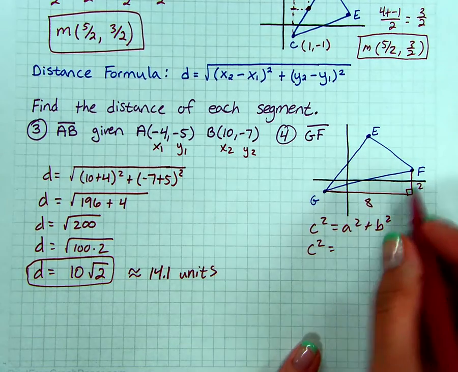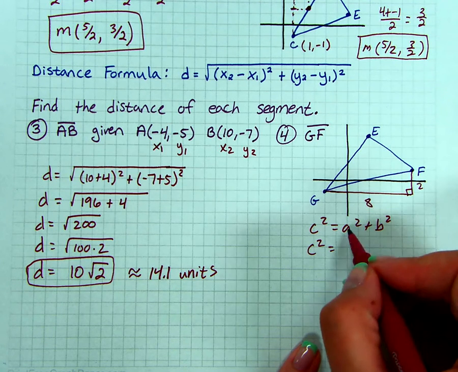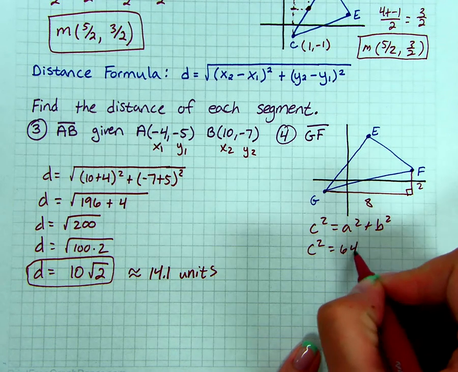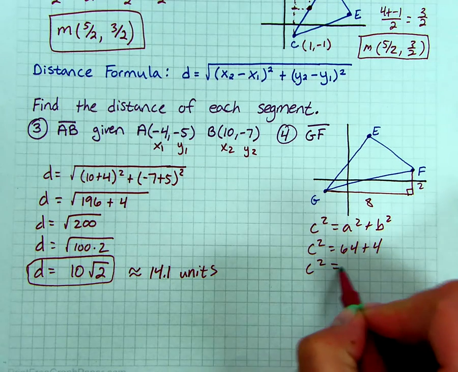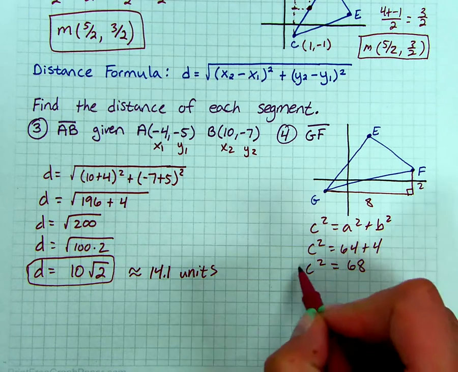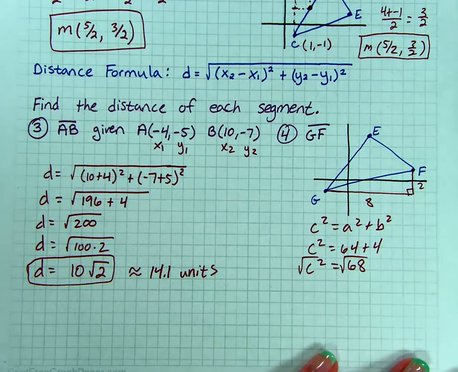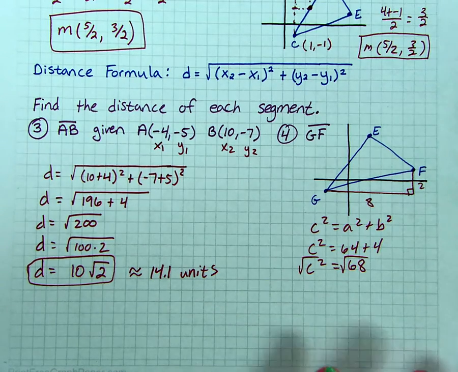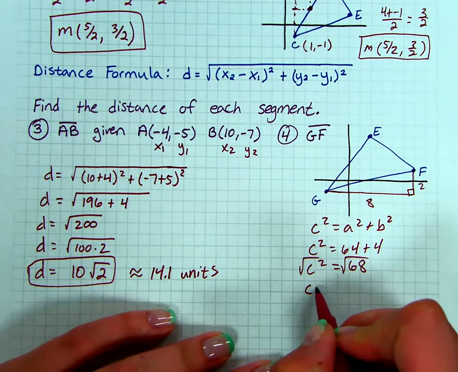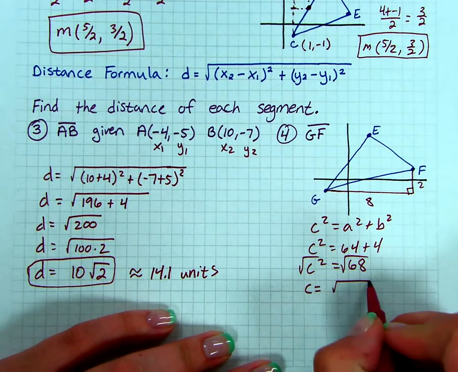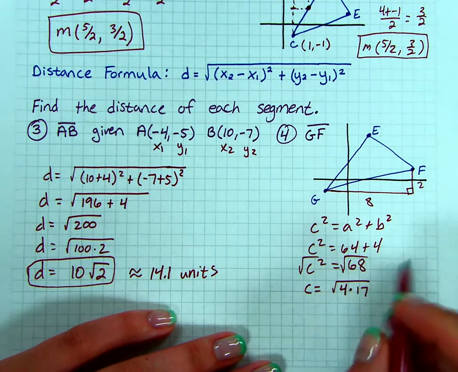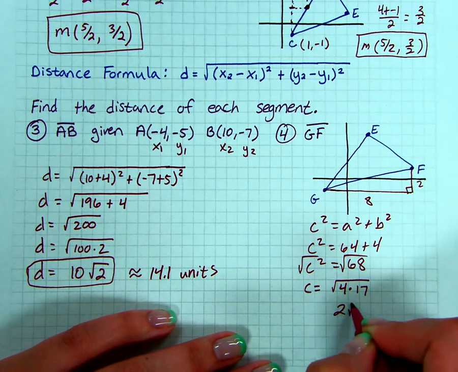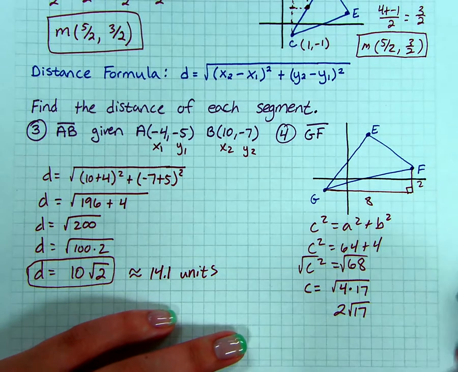Then we would just pick one of those sides. If I plug 8 in for a, 8 squared is 64, and 2 squared is 4. That will be 68, and then we would take the square root of both sides. For the 68, we want to decide if a perfect square divides into it, and it does. We would split this as 4 times 17. The square root of 4 is 2, so that comes out. 17 is going to stay inside our radical.